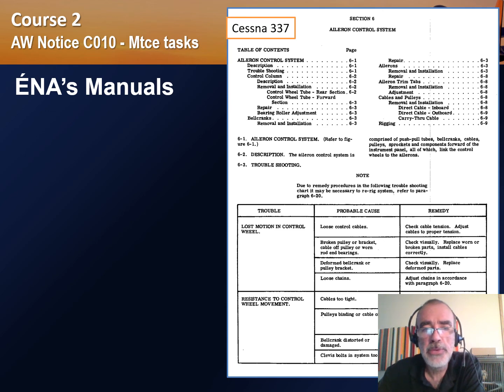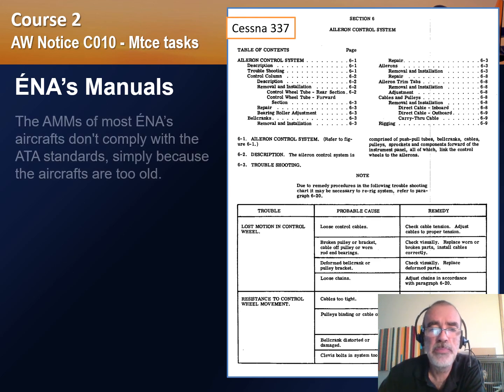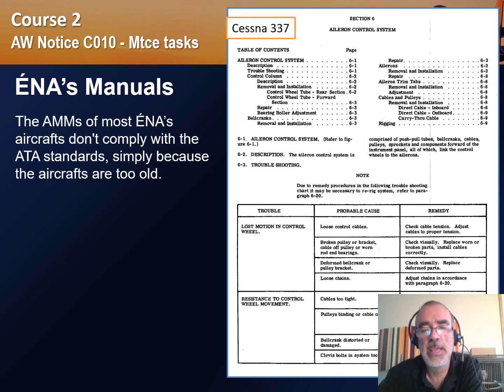On NAS manuals, this is a Cessna 337 Section 6, aileron control system. This is an example. Of course, this is not ATA controlled, just because most of the aircraft at ENA are just way too old to have to be part of the ATA control. So, as I mentioned earlier, it is a little bit more difficult to find the information. It's there. You just have to do a little more research.